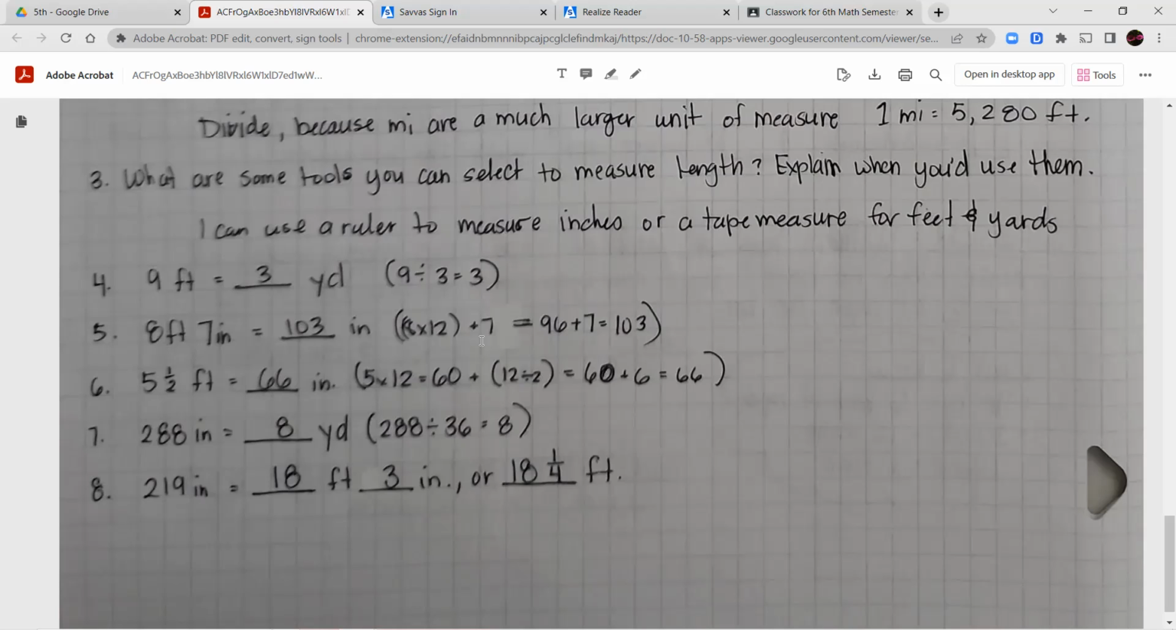And for my last guided practice question here, I have 219 inches and I want to convert it into feet and inches or into just feet. So 219 inches, I'm going to divide that by 12. It gave me 18 and 3 more. So 18 with a remainder of 3. That's 18 feet and 3 inches, or 18 1/4 feet. Now, why do we say 1/4? Because 3 times 4 is going to give me 12 inches in 1 foot. So 3 over 12 is the same thing as 1/4.